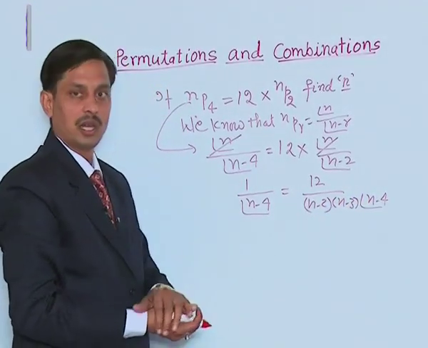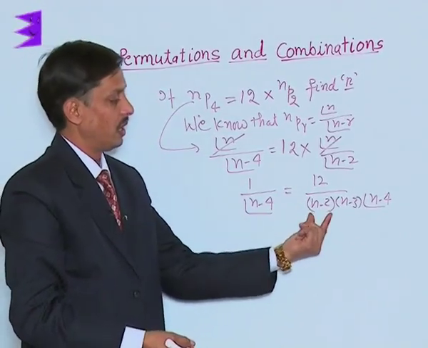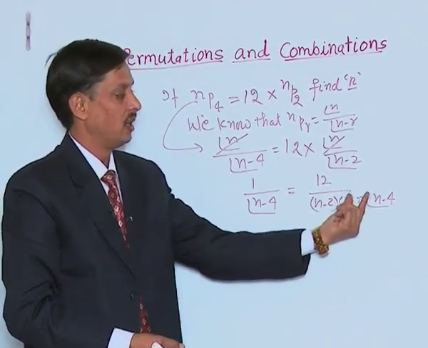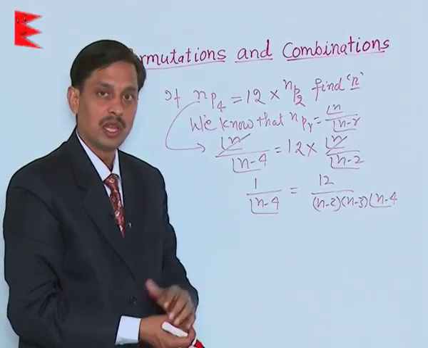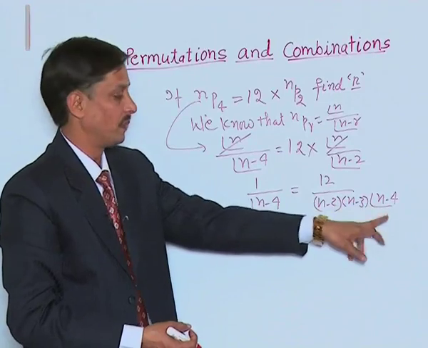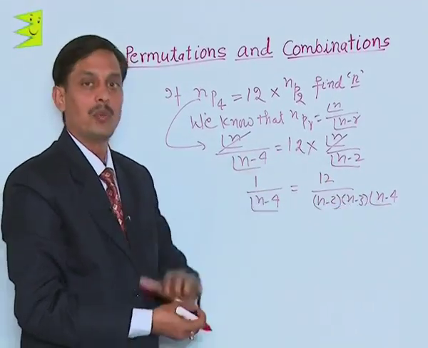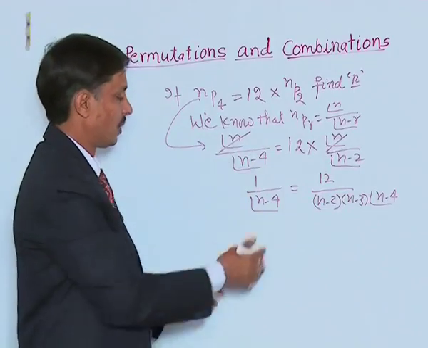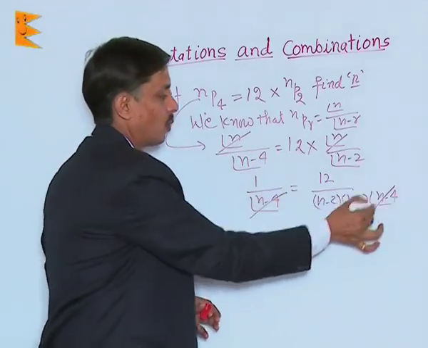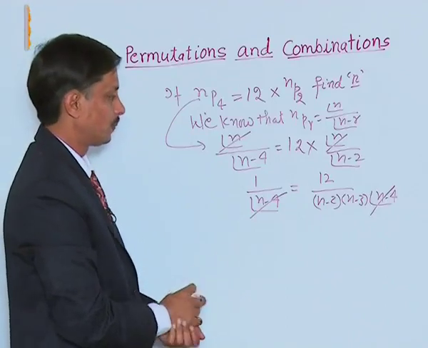If there is a number, suppose 8, we can say 8 into 7 into 6 factorial. If it is 10, it is 10 into 9 into 8 factorial. We can write like this. With the help of this, we have cancelled the common factorial.